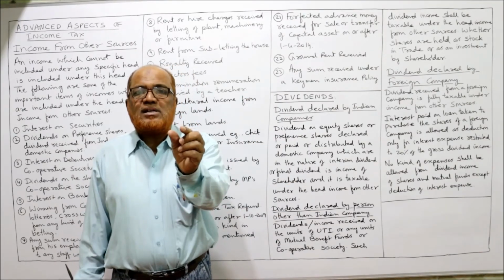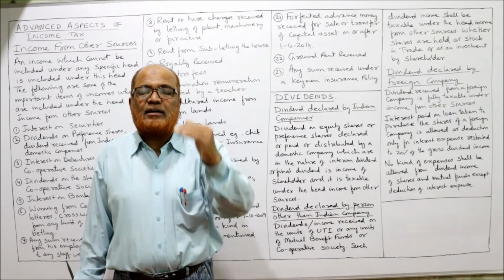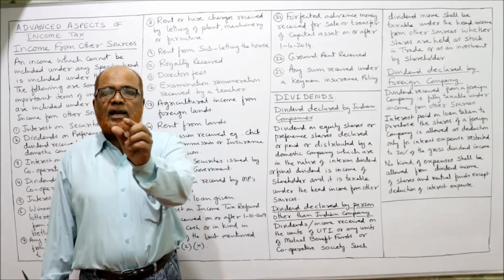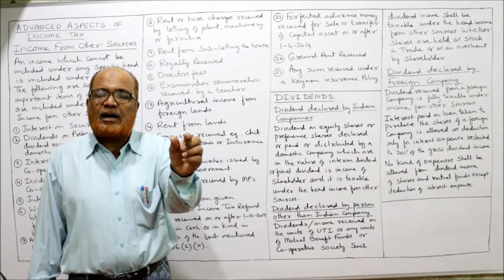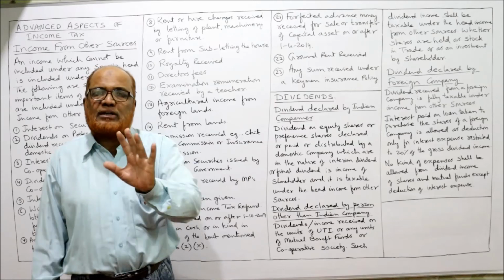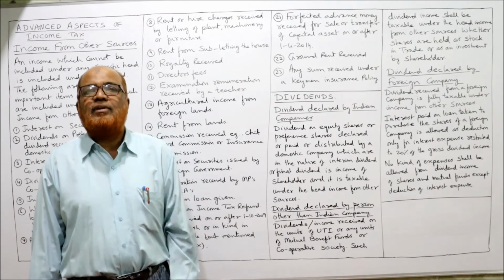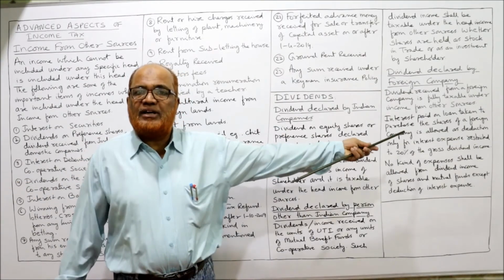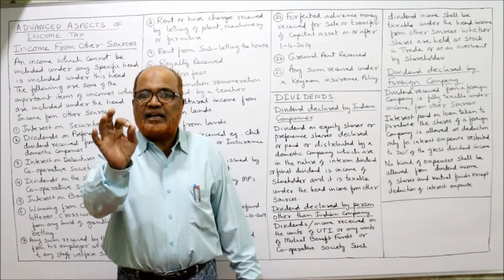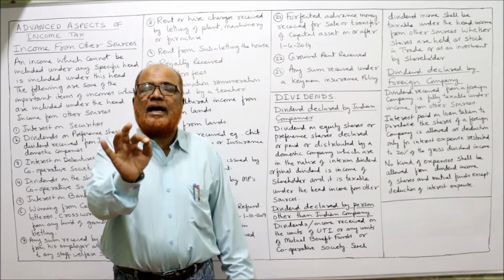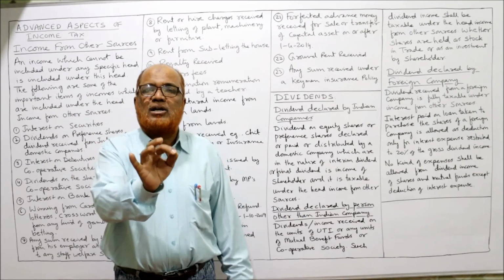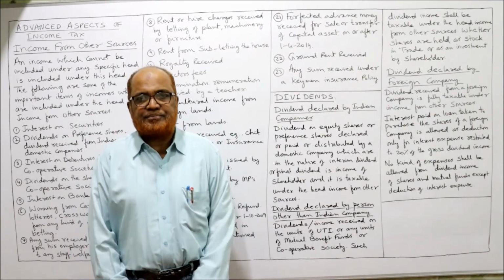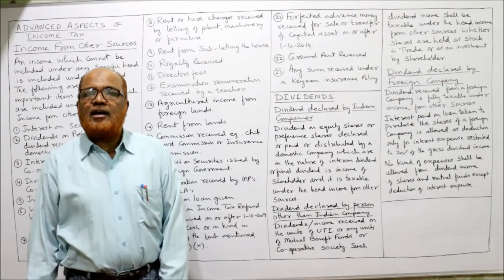So 20% of dividend income is the limit of interest expense. Only that much will be allowed as deduction. No other deduction will be allowed from dividend income. Only one interest expense will be allowed, to the extent of 20% of dividend income. These are the provisions regarding dividend.